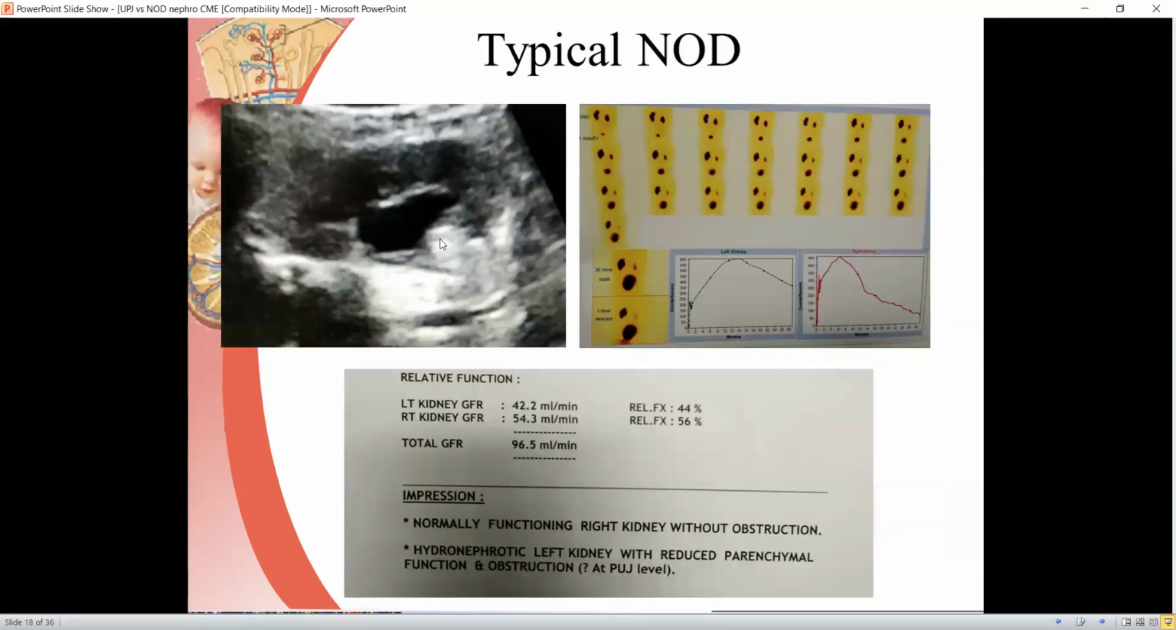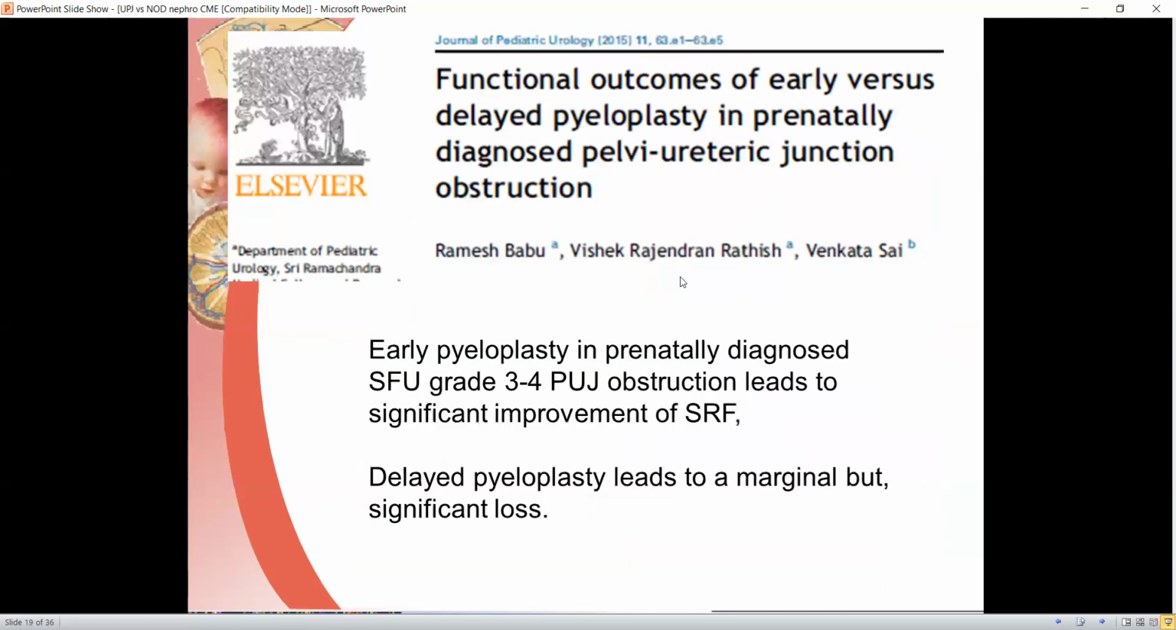And this is another case where there is a typical non-obstructive dilatation, where although there is a hold up in the delayed films, there is drainage of the tracer and the function is preserved. So reduced parenchymal function and query obstruction they have reported, but I would still wait in this case, as it's a typical non-obstructive dilatation.